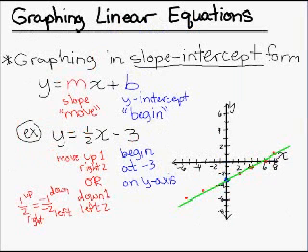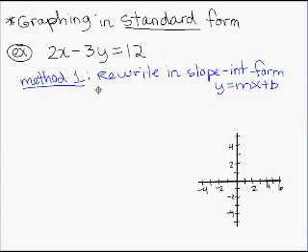Now, both of these equations were in slope-intercept form, y equals mx plus b. Well, what do you do if you don't have something in slope-intercept form? If it's in standard form, that's where the x and y is on one side and then there's a number on the other. There's a different process that you have to use to graph it. One way is to rewrite it in slope-intercept form using algebra.